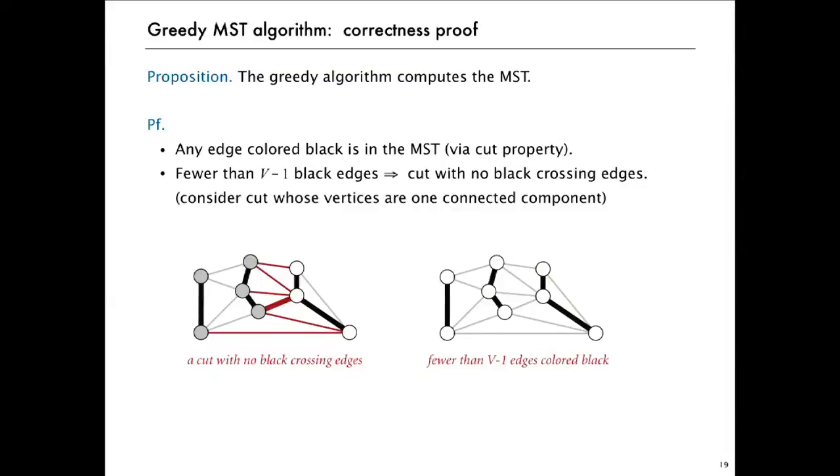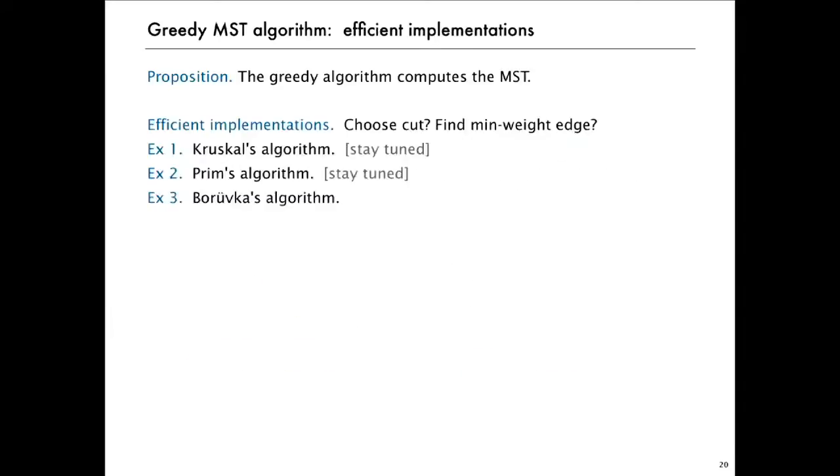Now, when we have fewer than V-1 black edges, there has to be a cut that has no black crossing edges. That is, the algorithm doesn't get stuck. And so the way to think about that is just take the vertices in one of the connected components and make that the cut. Then, since that's the connected component, there's going to be no black edges in the crossing edges for that cut. So the algorithm doesn't get stuck. If you don't have an MST yet, there's going to be some cut with no black crossing edges. And that's it. The greedy algorithm computes the MST.